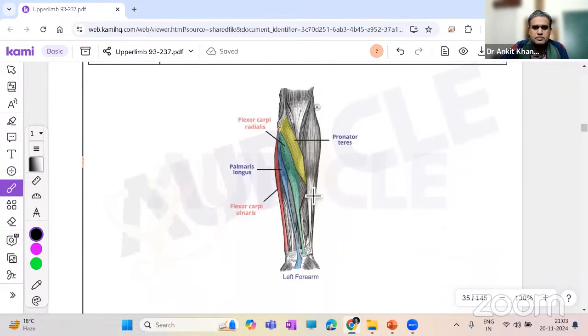So here are the five different muscles, shown with different color coding. You can see most laterally is pronator teres. Okay, it is between the radius and ulna. Then we have the flexor carpi radialis over here. This tendon you can feel.